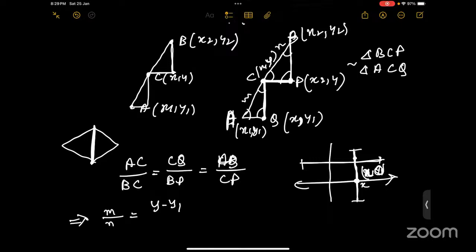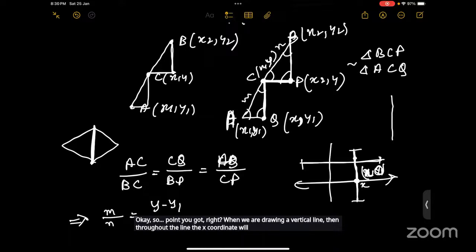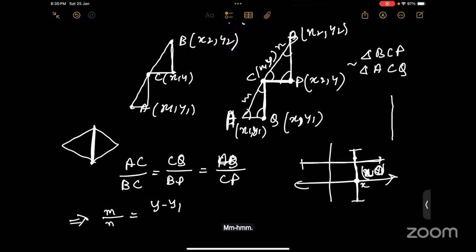If you have any doubt, you can ask. I can't figure out the x-axis from C and A and Q. Okay, so that point you got, right? When we are drawing a vertical line, then throughout the line, the x coordinate will be the same. So once we are drawing a vertical line which passes through the point C, and we know the x coordinate of C is x, the x coordinate of the line will be x. Throughout the line, the x coordinate will remain x. And what is the y-axis in this? From A, the y coordinate of A.